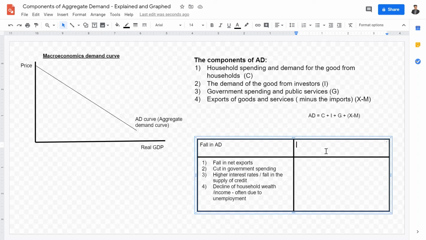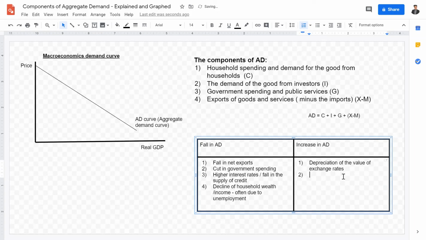Now, what are some factors that will cause aggregate demand to increase, an increase in AD? Now, I'm also going to give 4 examples. The first example is depreciation in the value of exchange rates. So first, depreciation of the value of exchange rates.